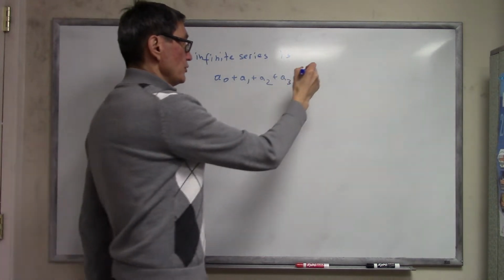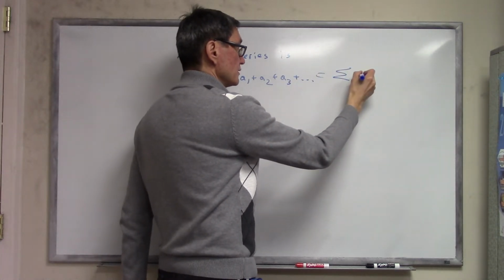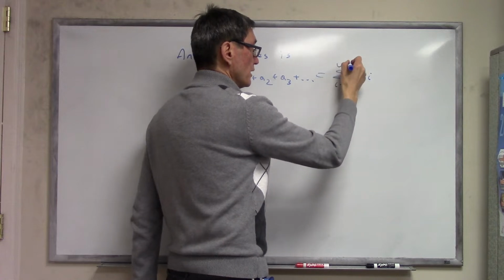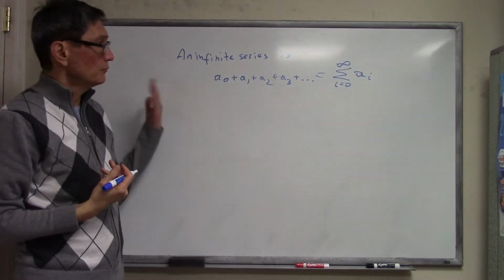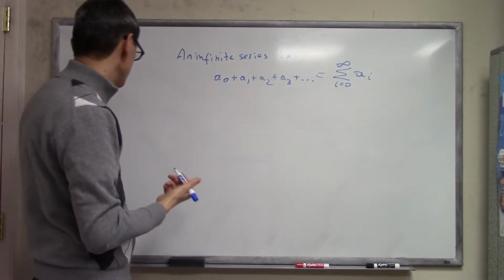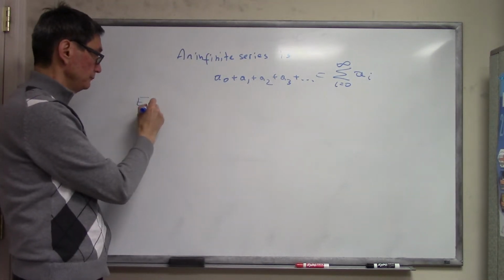In general, if you want to use the sigma notation, we'll write that i, in our case, starts at 0 and ends at infinity. An infinite series is an infinite sum. Let's write down a few examples.